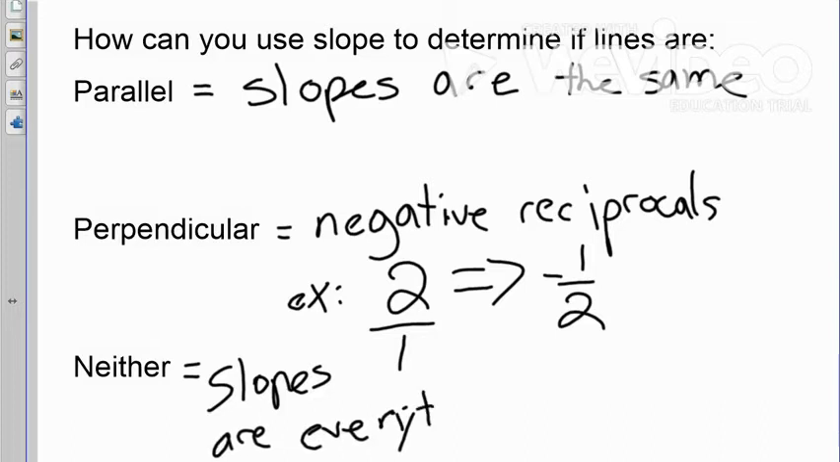I know it's not the most educational answer, but as long as you guys can tell me the difference between parallel and perpendicular, and then know that if they are neither the same nor negative reciprocals, then you should know that they are in fact just two regular lines.